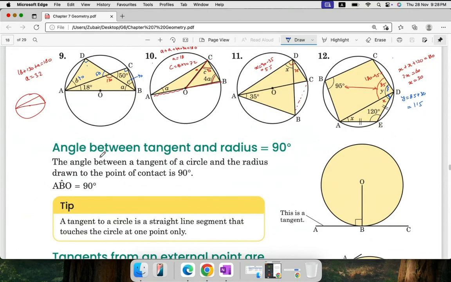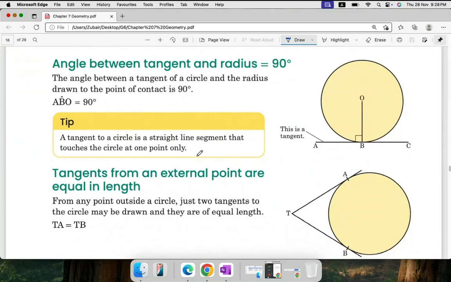Introduction of a new property. The angle between tangent and radius is 90 degrees. And in a similar way, tangents from an external point are equal in length. So the first property is tangent and radius at 90 degrees.